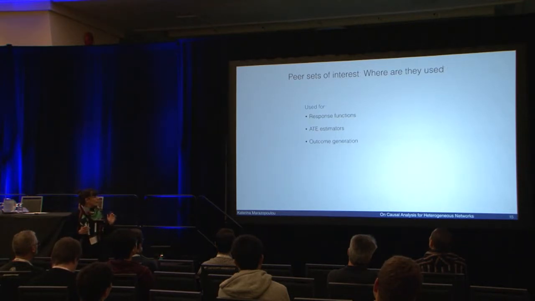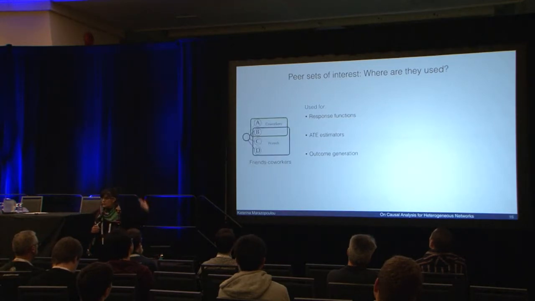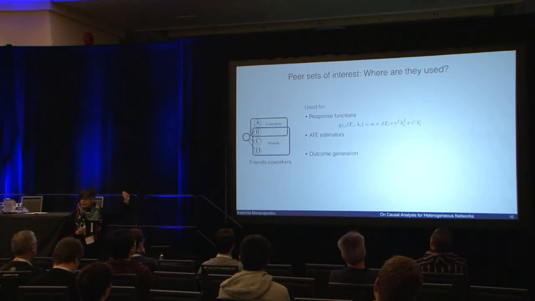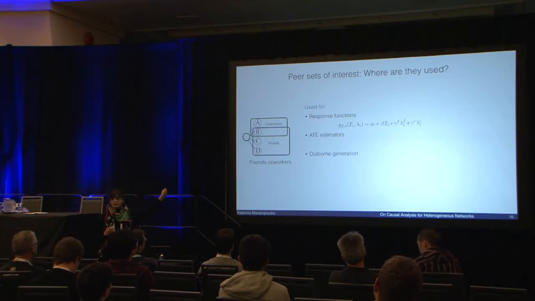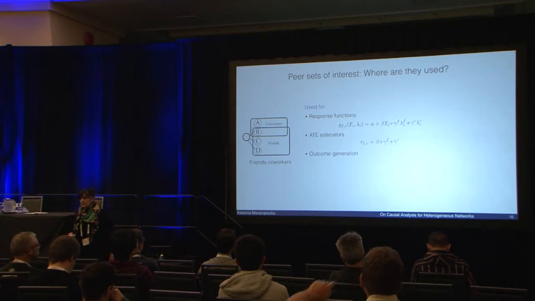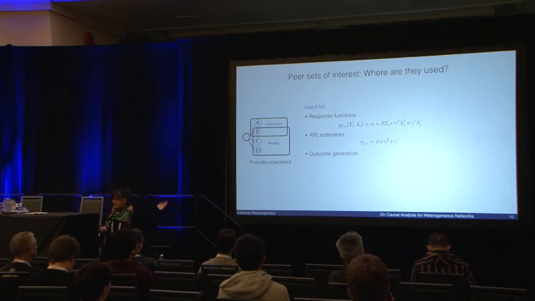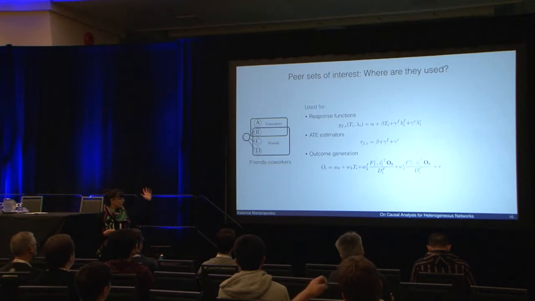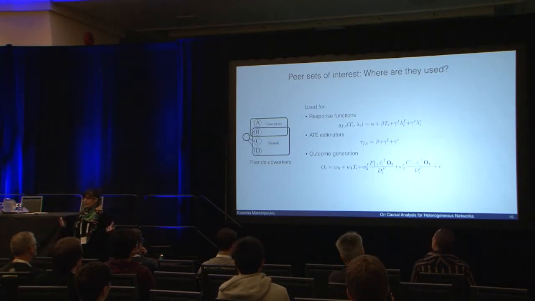So let me give you a more concrete example of how this works. Say we have this model with our friends and our coworkers. The response function that will be defined for this model will be a linear function of a node's treatment, the proportion of the treated friends with a coefficient gamma f, and the proportion of the treated coworkers with a coefficient gamma c. In this case, the corresponding estimator will be the sum of these coefficients. And if we were to choose to generate data based on that model, here's how it would work. It would be a function of your treatment, a function of the outcome of your friends, and a function of the outcome of your coworkers.